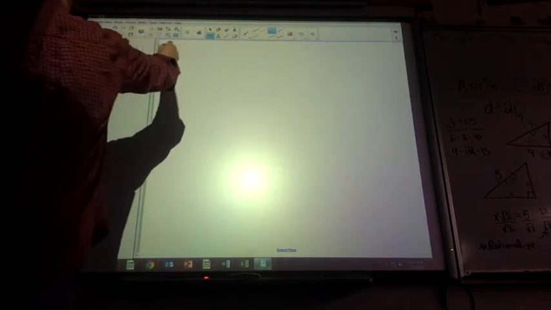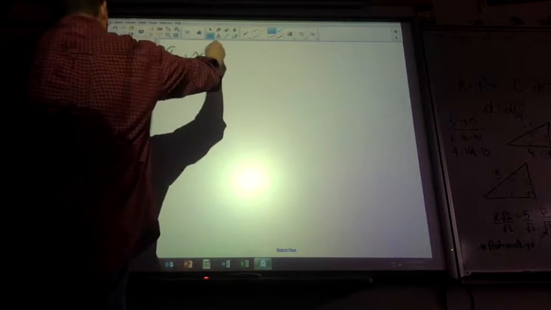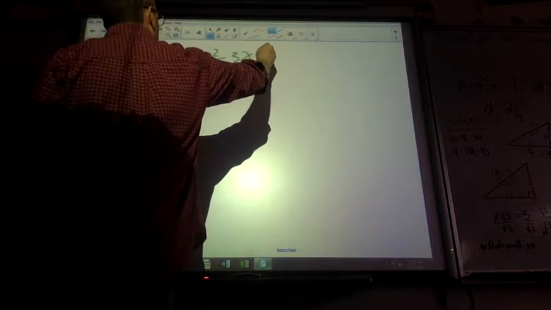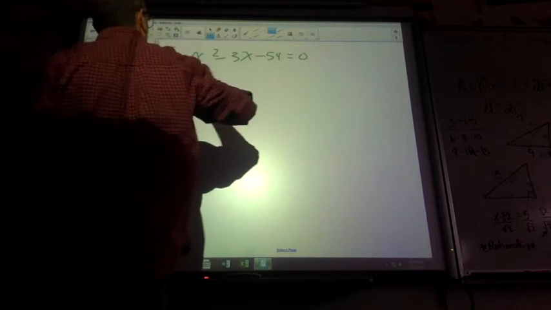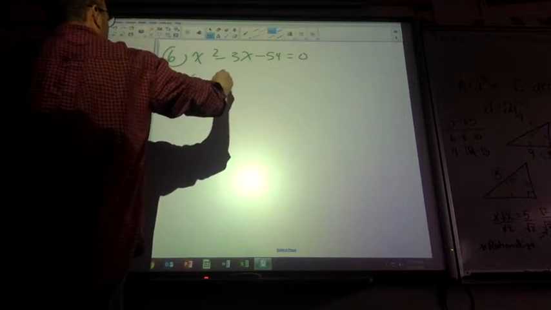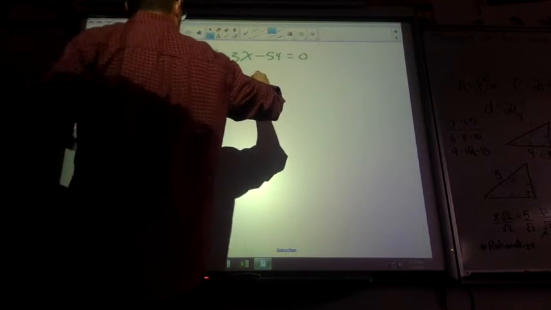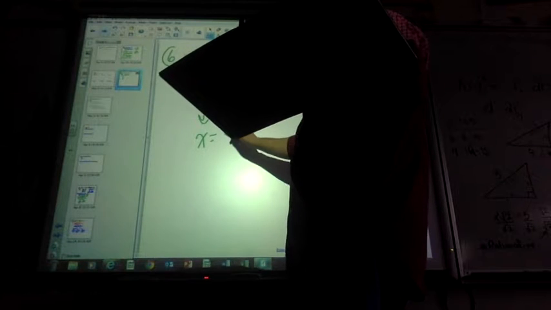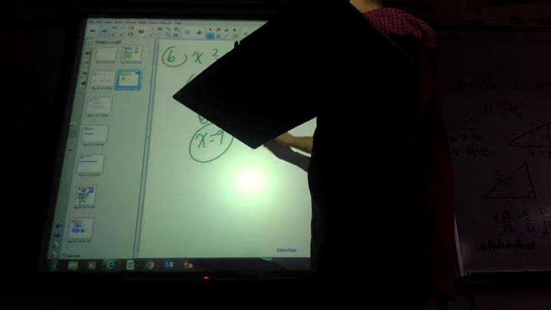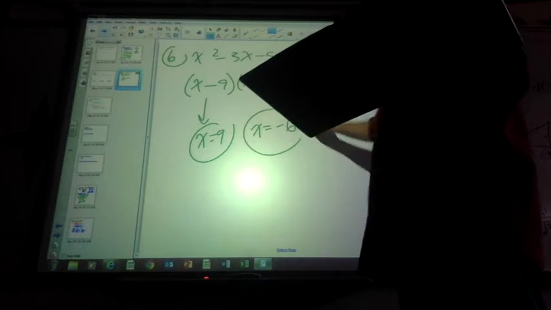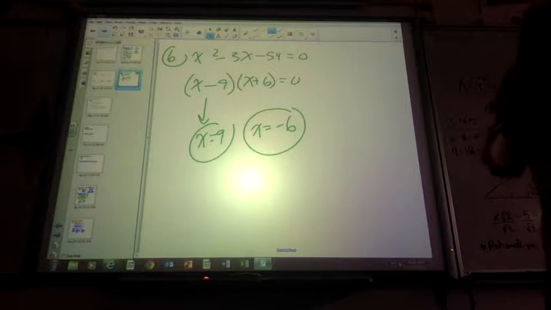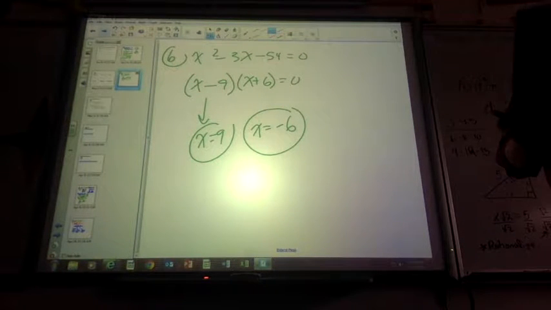Number 6, if I break that down, I'm just going to quickly factor it. So I know I have x minus 9 and x plus 6 is what it would factor to. So this is going to give me x equals 9. This is going to give me x equals negative 6. We're done. Yes, I did it quickly with the factoring method.